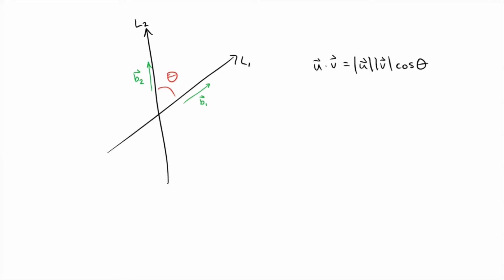Now, of course, we've already seen something that connects angles to vectors in the form of the dot product. So we know that the dot product of two vectors u and v is equal to the product of their magnitudes times the cosine of the angle in between them.